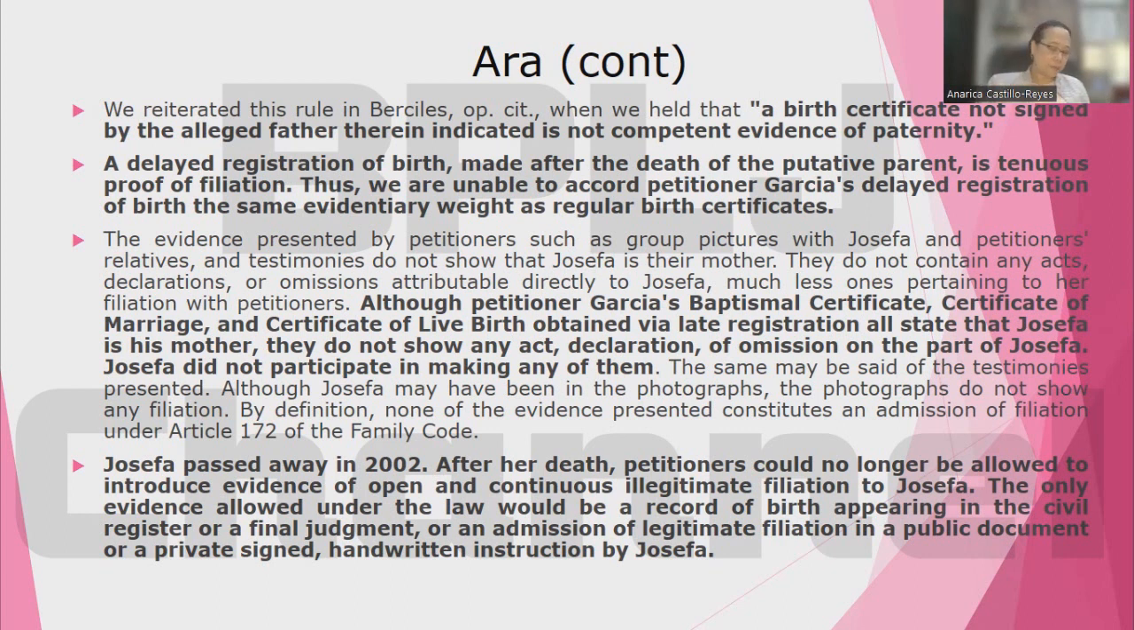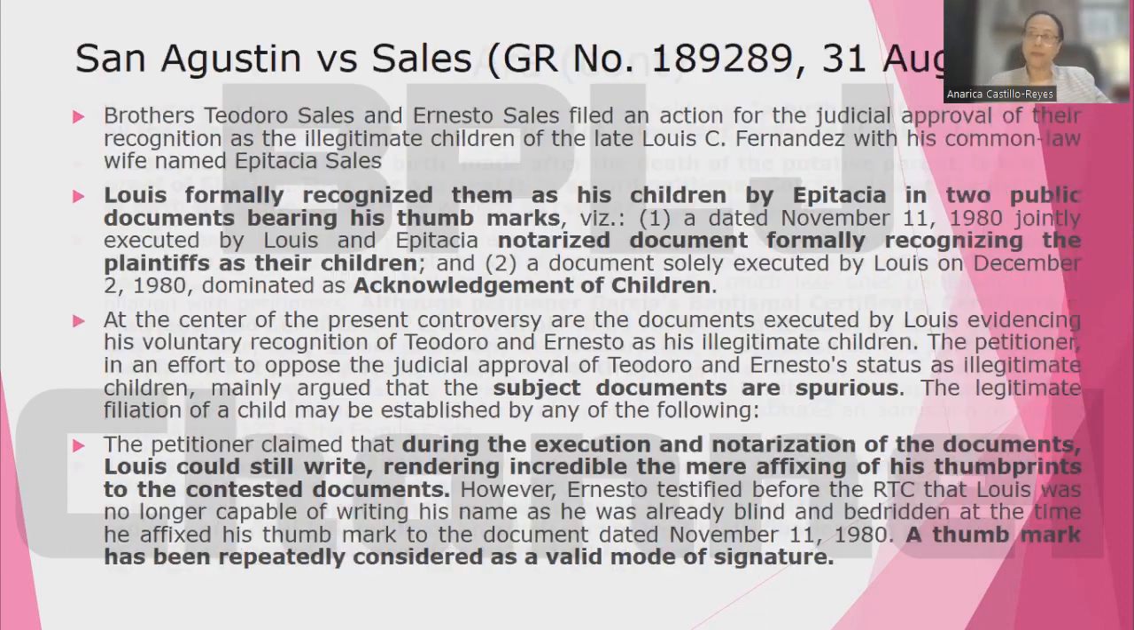So that is the moral of the story in the case of Ara versus Pizarro. If you're invoking the secondary evidence to establish your illegitimate filiation under Article 172, paragraph 1, paragraph 2, you have to file that action within the lifetime of the putative parent. Otherwise, it will be considered as barred.